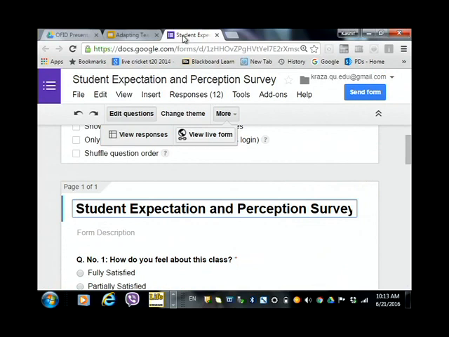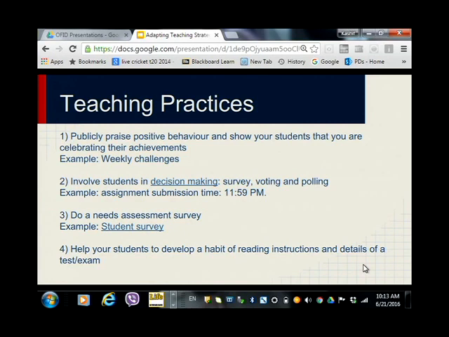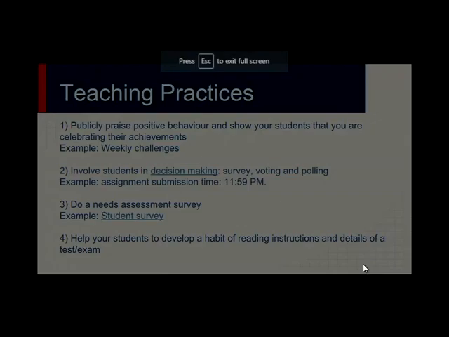Then, help your students to develop a habit of reading instructions. As I gave as an example, I make them read instructions during the practice tasks so that when they go to the exam, they know how to read the instructions and understand them.